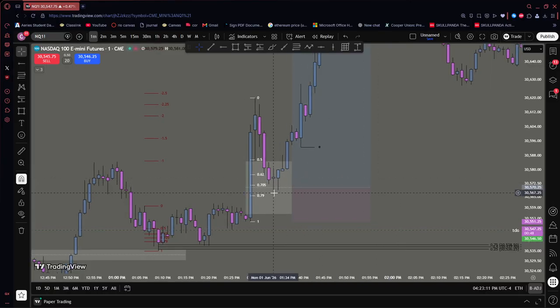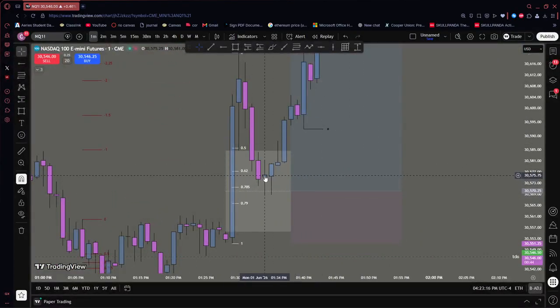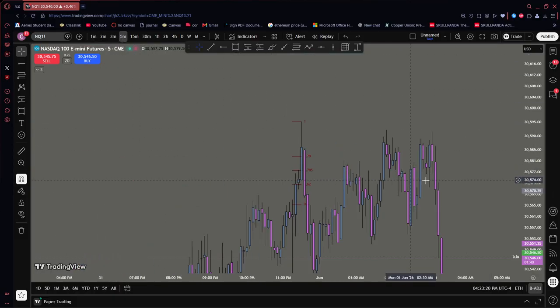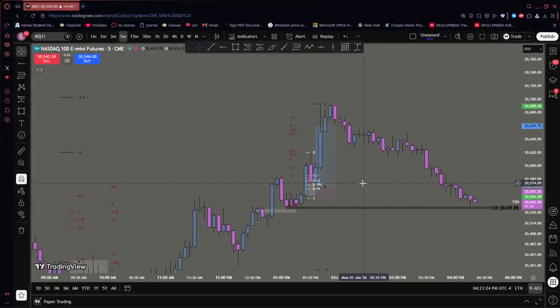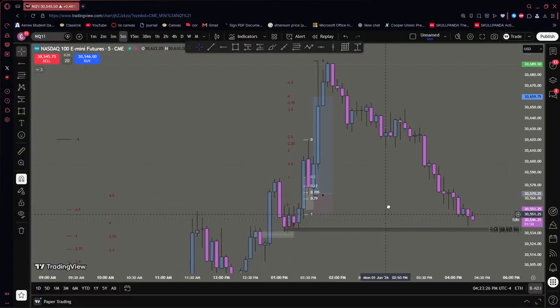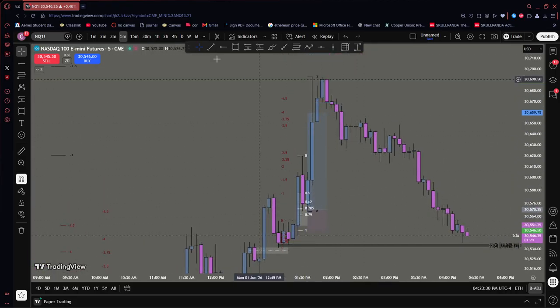Even after this candle right here, you see that it closed above and rejected really heavily off of this and closed bullish. You can enter on this. This is so beautiful. And then just look at market structure. Nothing is showing downward bias. Everything is bullish.